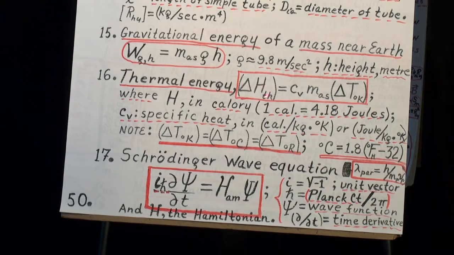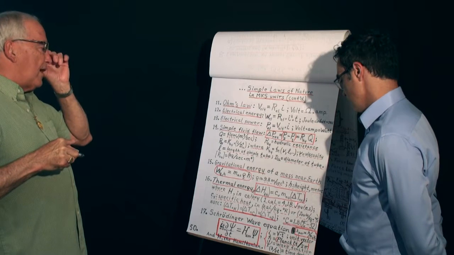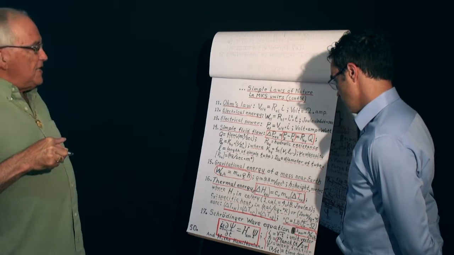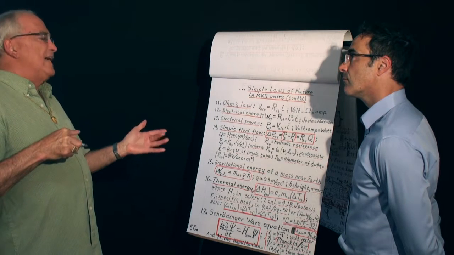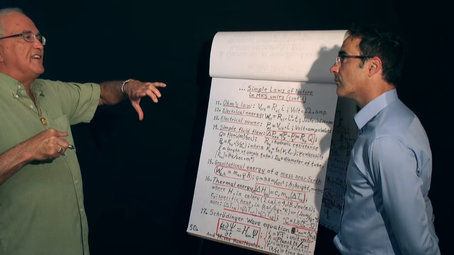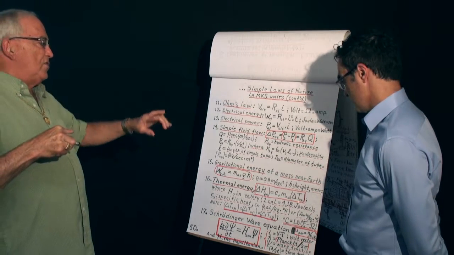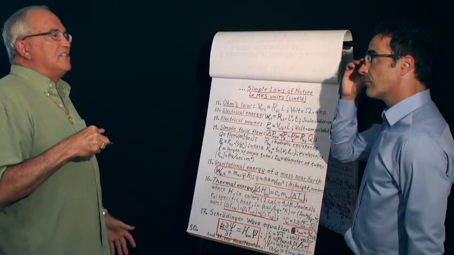Thermal energy. The change in thermal energy is the specific heat times the mass that you want to heat times the change in temperature in Kelvin degrees. Okay? If it's a change in temperature, then it could be the same as centigrade, because it's just a change. So in this equation, you could change the centigrade for Kelvin, and it doesn't matter.